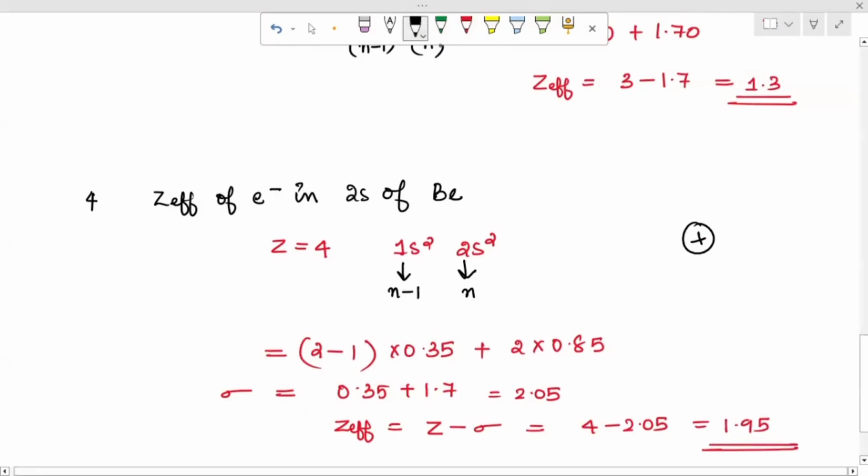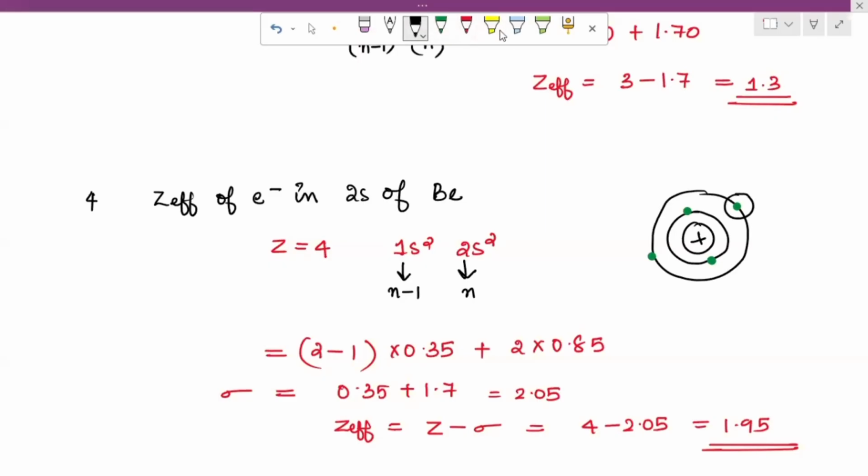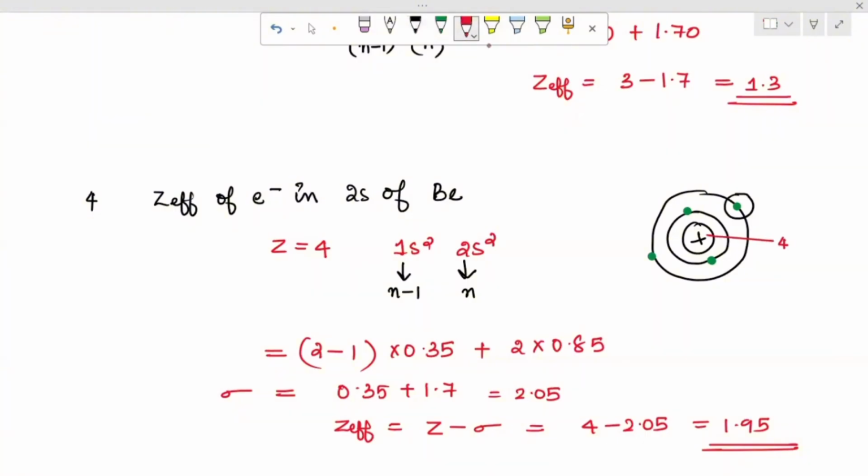You took beryllium. Here there is 1s and here there is 2s. So 1s has got 2 electrons. 2s has also got 2 electrons. So one of the electrons in 2s is actually supposed to feel the strength of all the 4 protons, but it is feeling only 1.95. This is a takeaway. It cannot feel the forces of attraction of all the 4 protons, because of the electron-electron repulsions, because of the shielding and other factors, it can feel only 1.95.